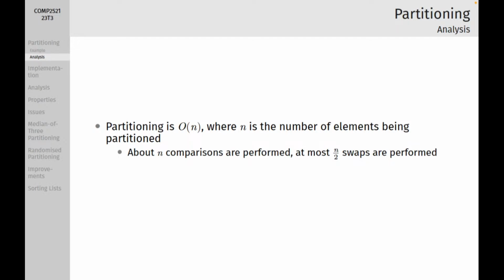All right, so how about analyzing the partition operation? Partitioning is O(n), where n is the number of elements being partitioned, so it's the number of elements in the part of the array that you're partitioning. And the reason it's O(n) is because about n comparisons are performed. You're going through each element, comparing it with the pivot, and at most n divided by 2 swaps are performed. Okay?